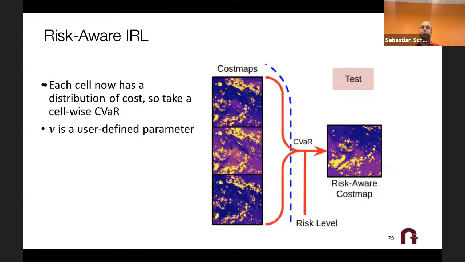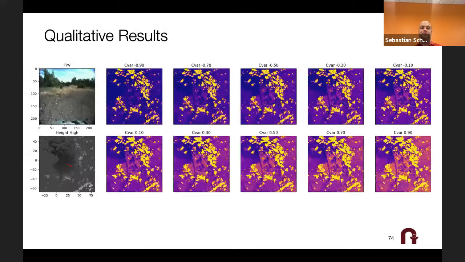For example, with that set of cost maps, we can calculate the conditional value at risk, and that gives us essentially a knob to figure out how risky we want to be. If you look at this example result here, as we sweep over this value of conditional value at risk, you can see that the trail stays pretty consistent. So it has very little uncertainty about what a trail is. But in some of the other areas, the value changes a lot depending on how risk averse you are.